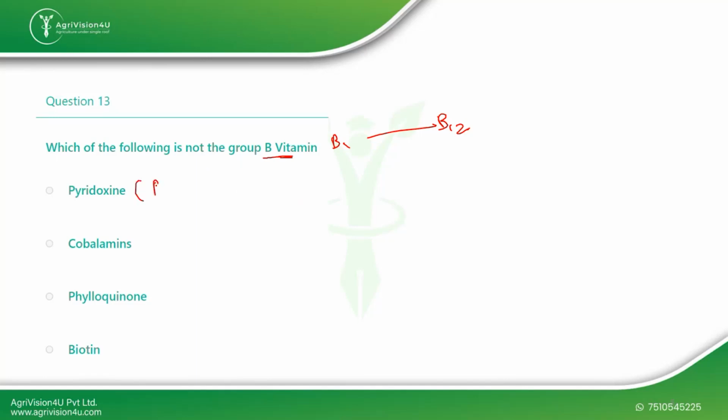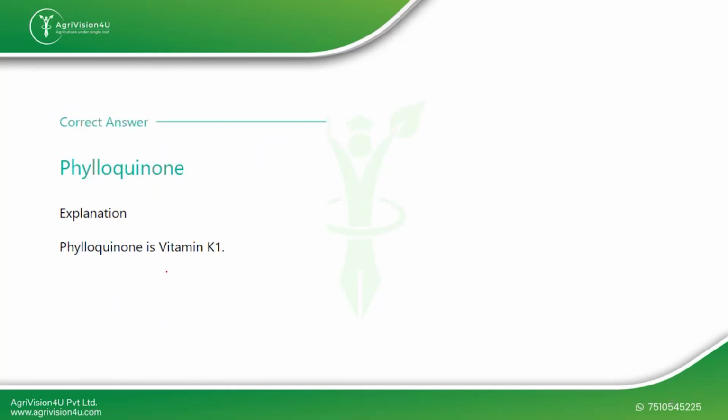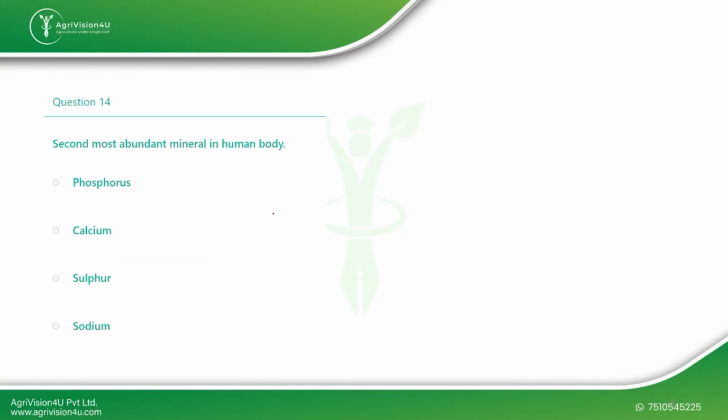Pyridoxine, you know, is B6, pantothenic acid is B5, cobalamin is B12, biotin is B7. But what is this phylloquinone? This is vitamin K. Phylloquinone is vitamin K1. So you have to remember this.